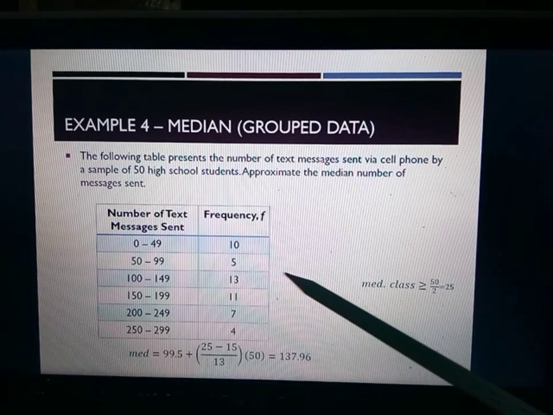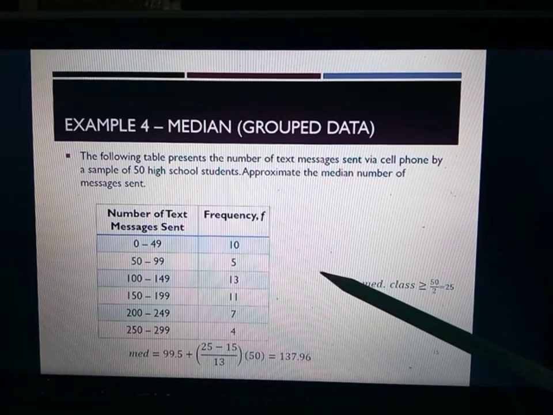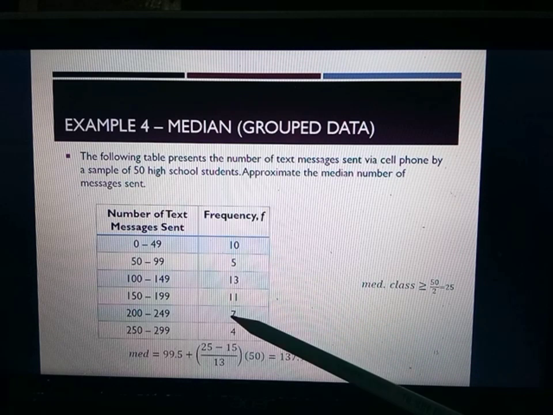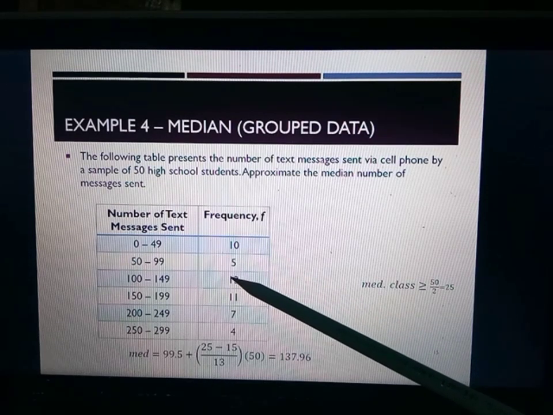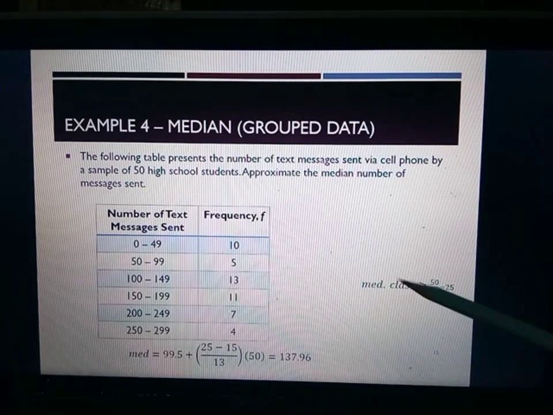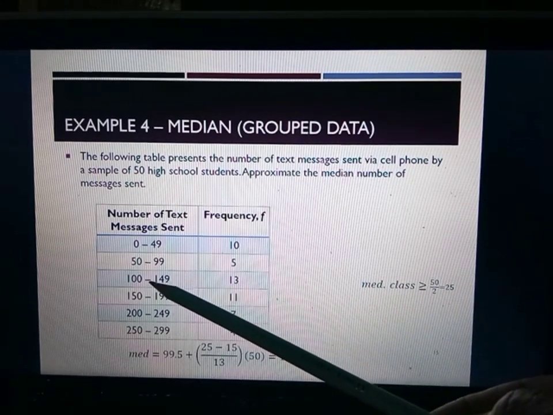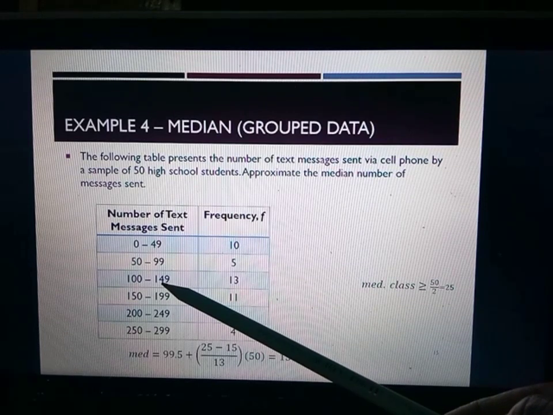For the formula for the median, the class must be at least n over 2, which means that the median class falls into data which is greater than 25. 25 is a cumulative frequency. Cumulative frequency means that we need to sum up 10, 5, 13, 11 and so on. 10 plus 5 is 15, 15 plus 13 is 28. So 28 is greater than 25, meaning that this is the median class. The median class is 100 until 149.